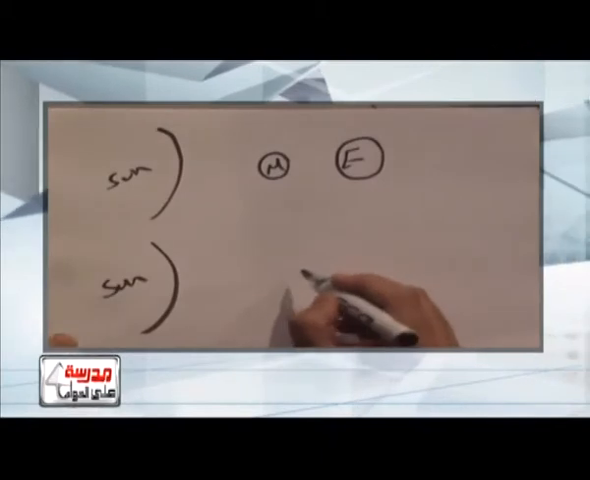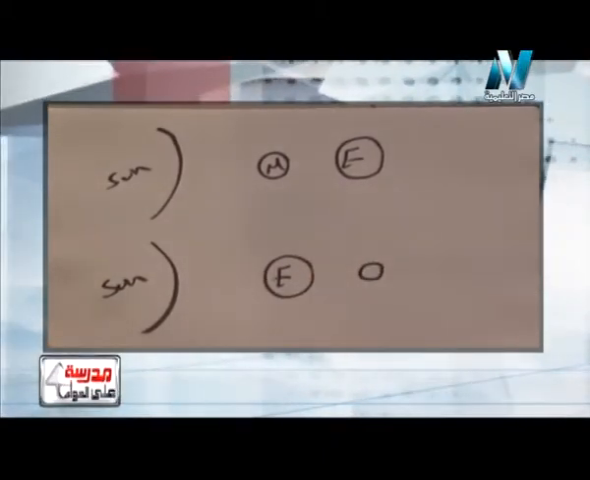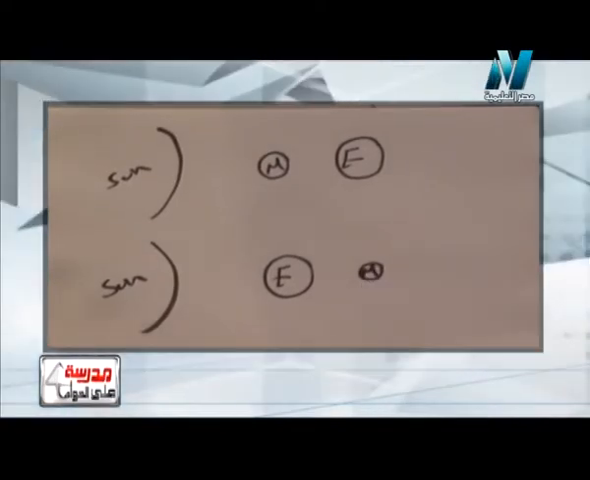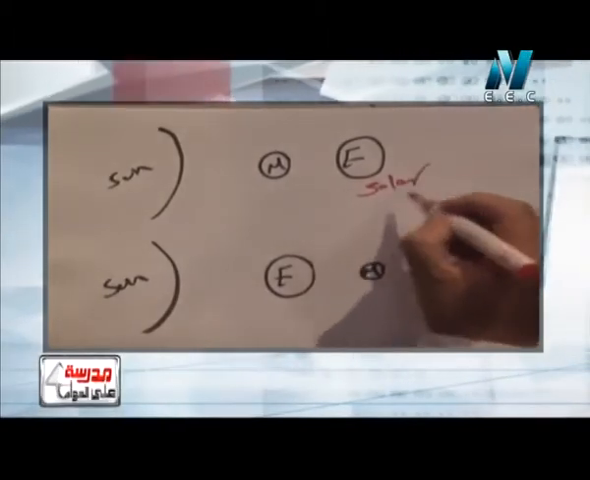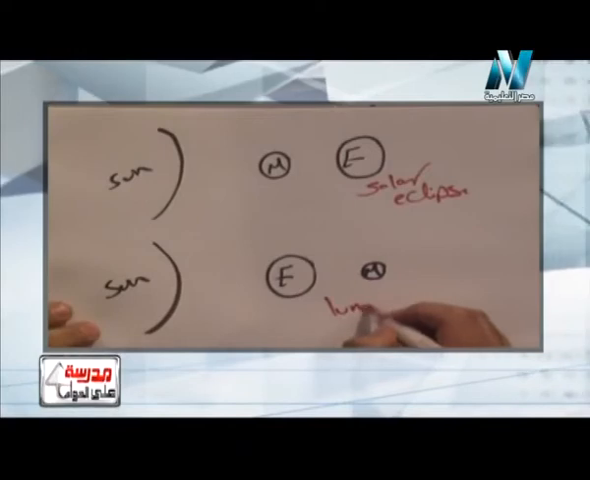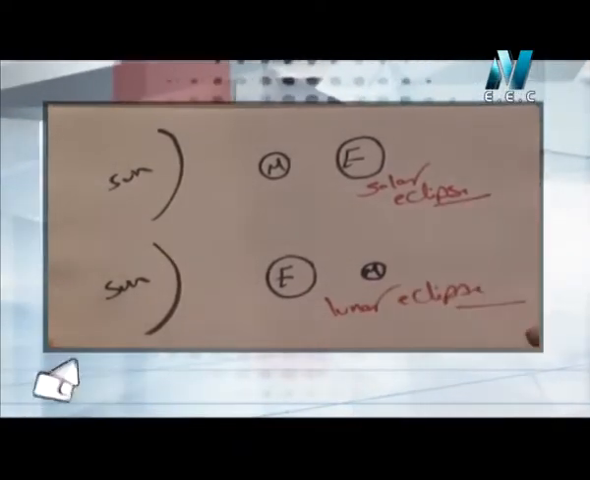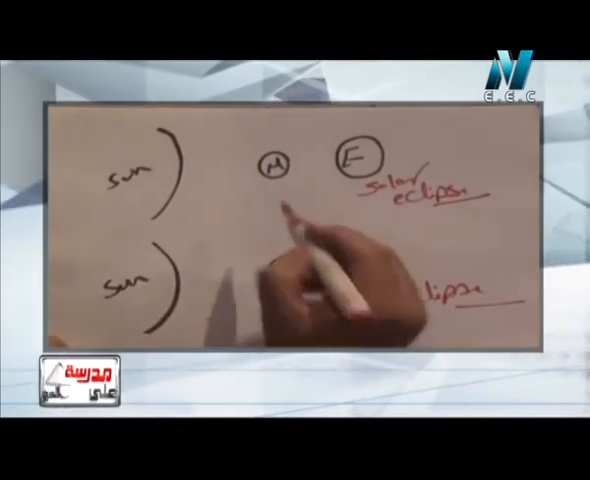But what if the Earth comes in the middle and the Moon comes outside? It will be lunar eclipse. So here I have solar eclipse, and here I have lunar eclipse. The main difference between those two interesting phenomena is the middle body.